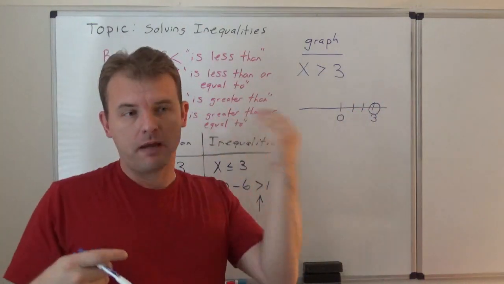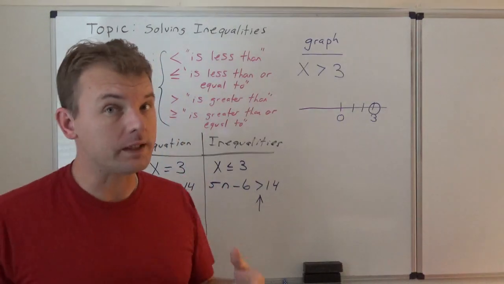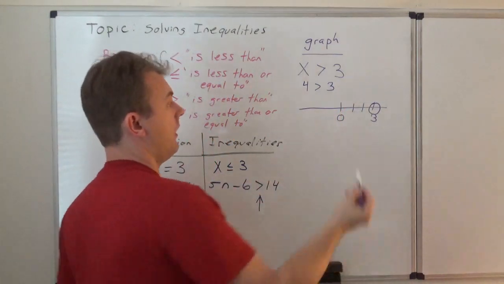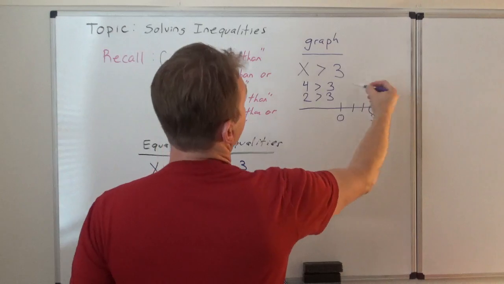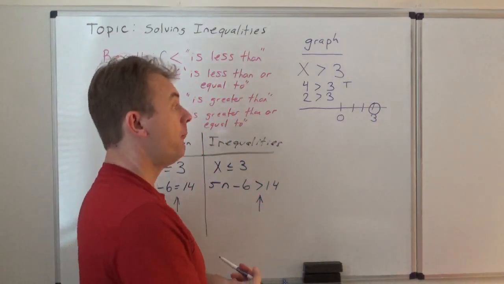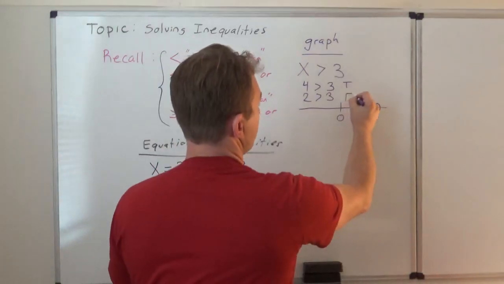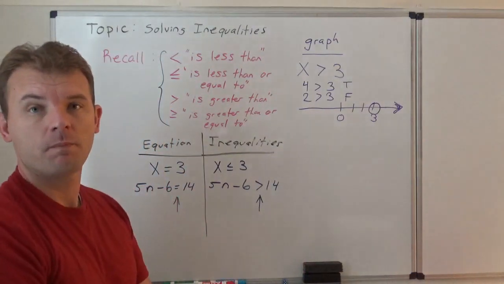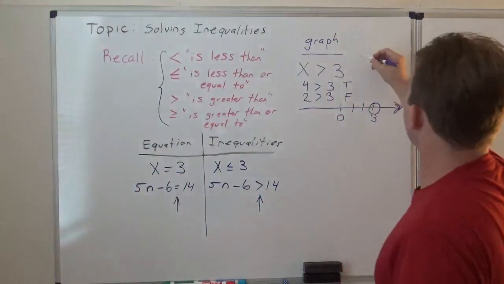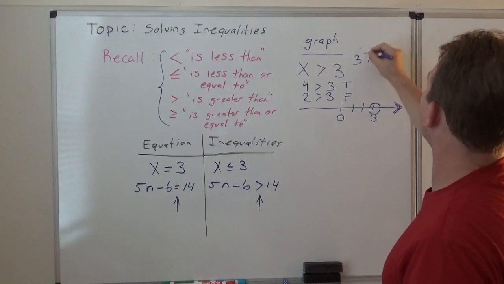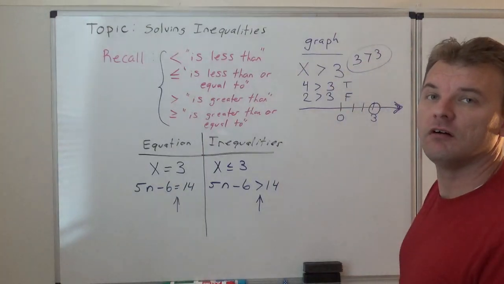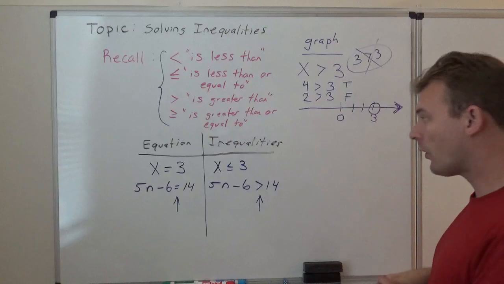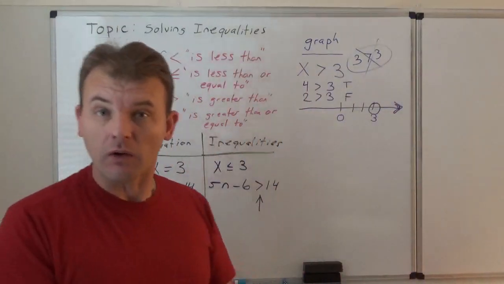Which way is it going to go? Maybe you know this off the top of your head, but you can always plug in some values. Is 4 greater than 3? Is 2 greater than 3? Well, 4 is greater than 3, but 2 is not, so this fails. So we know that it's going to go in that direction. And remember that 3 cannot be greater than itself, so this does not work, and that's why this is hollow. That was just a basic review of inequalities.